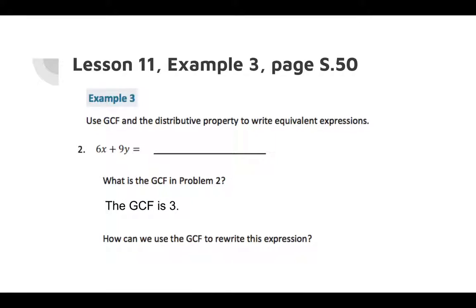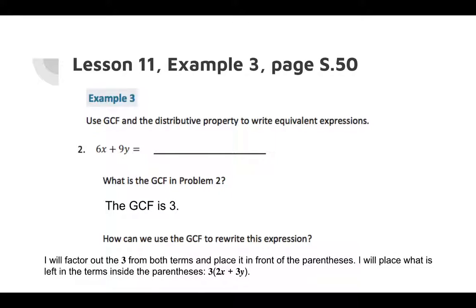How can we use the greatest common factor to rewrite this expression? Okay, remember your greatest common factor goes on the outside of the parentheses. And what are you left with? So I will factor out the 3 from both terms and place it in front of the parentheses. Alright, this greatest common factor goes on the outside.